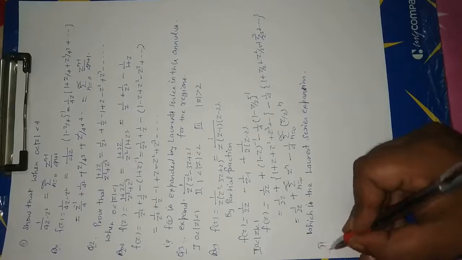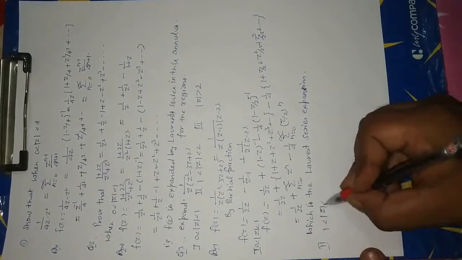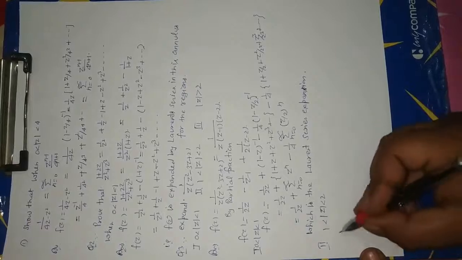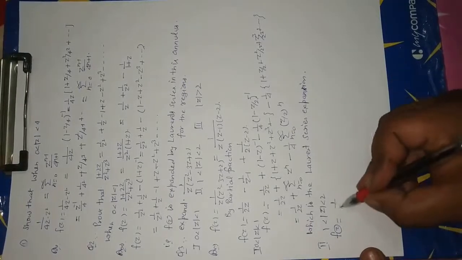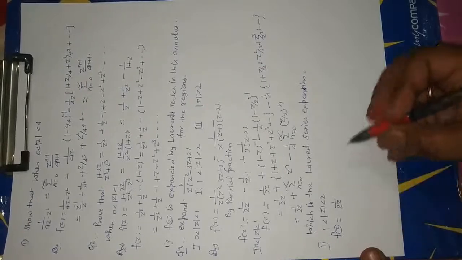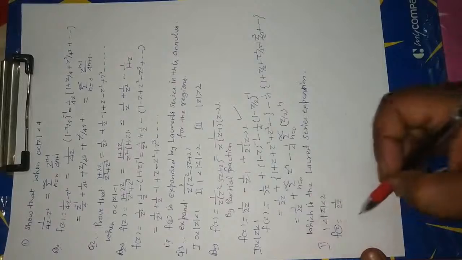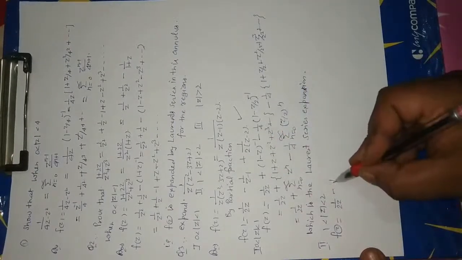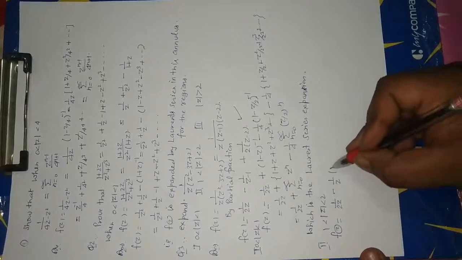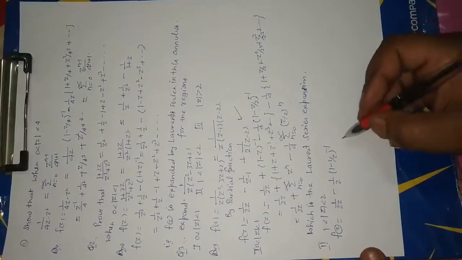Now second part, |z| greater than 1 less than 2. In this case, f(z) equal 1 upon 2z, as it is. Here |z| is greater than 1. Now z is common: 1 upon z, (1 minus 1 upon z) whole power minus 1.